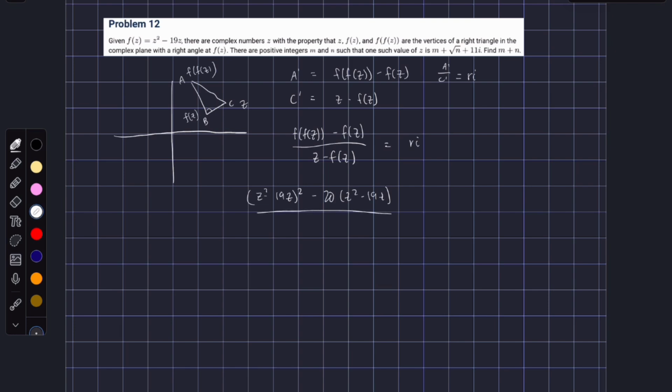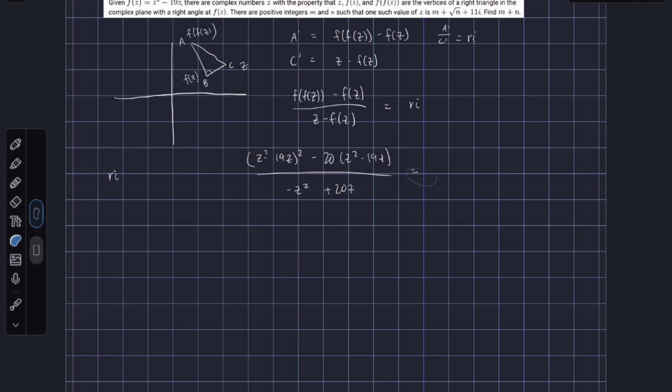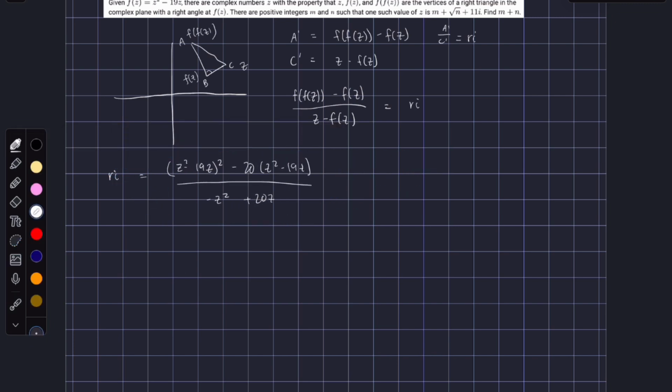And on the bottom, we'll have, I'm going to keep going, and I'm actually going to factor out a z squared minus 19z. And you can probably see that this over here ends up being a quadratic. We're going to have a z minus 20 there. And on the bottom, if we were to take out a negative z, we're also going to have a z minus 20. So those will cancel.